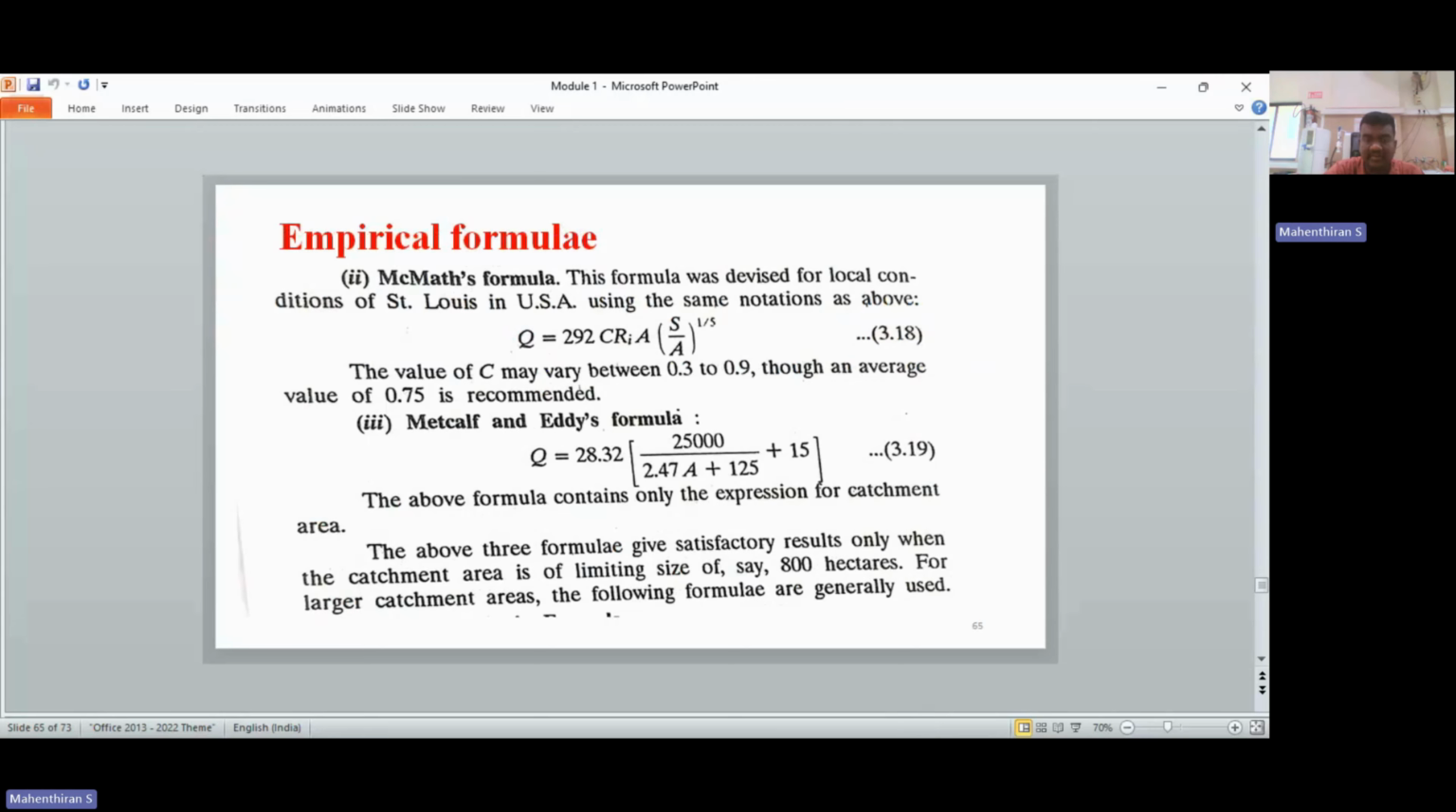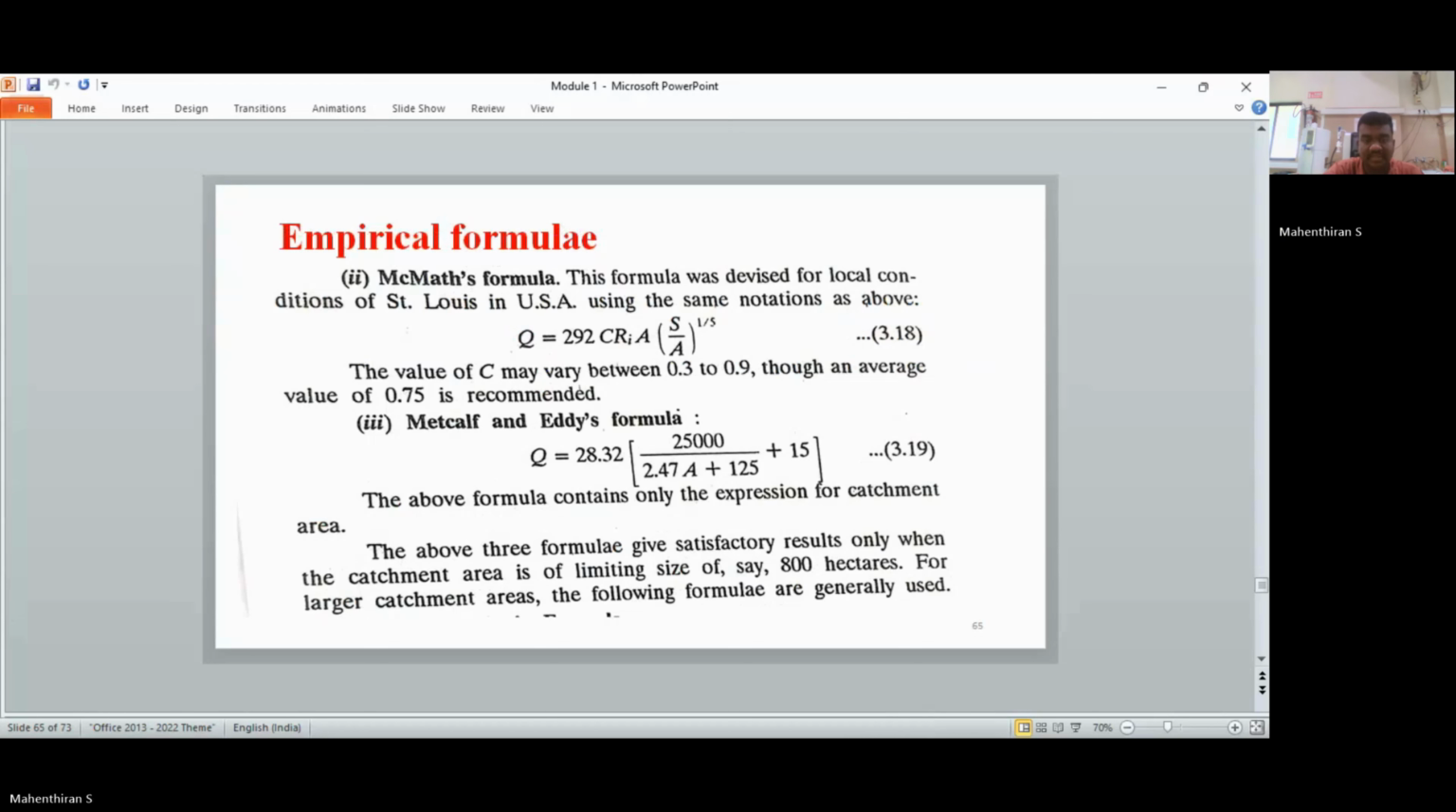The formula was developed specifically for the hydrological and climatic conditions of the region. This means the constant, particularly the number 292 and the 1/5 exponent, were calibrated using actual runoff measurements from the St.